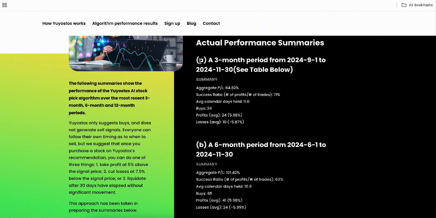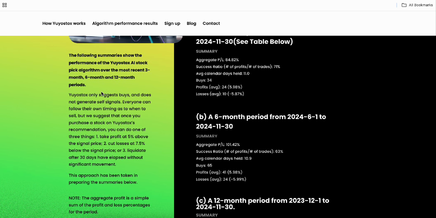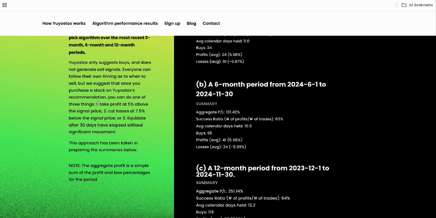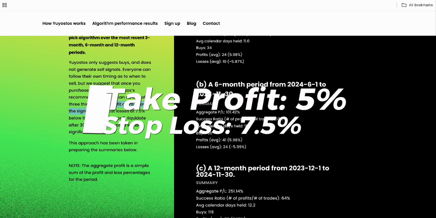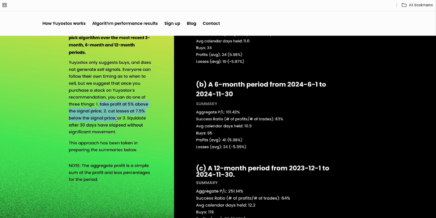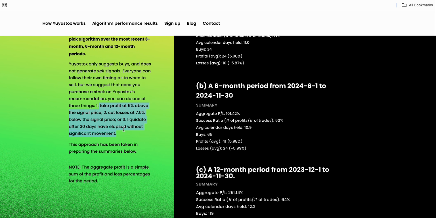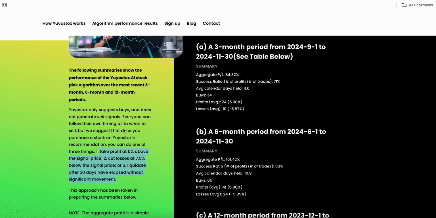They have some actual performance summaries. Let's first look at what their take profit and stop loss looks like. They put a take profit of 5% above the signal price and a stop loss of 7.5%. If they don't see any of those movements within the 30 days, they sell the stock. That seems like a fairly reasonable way to design the trading strategy. It follows how we design our strategies as well. Now let's come to the actual performance summaries.